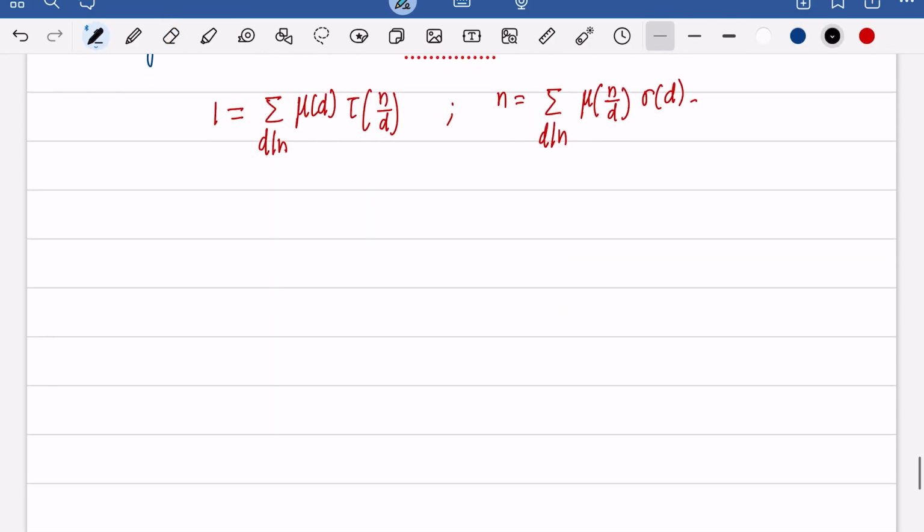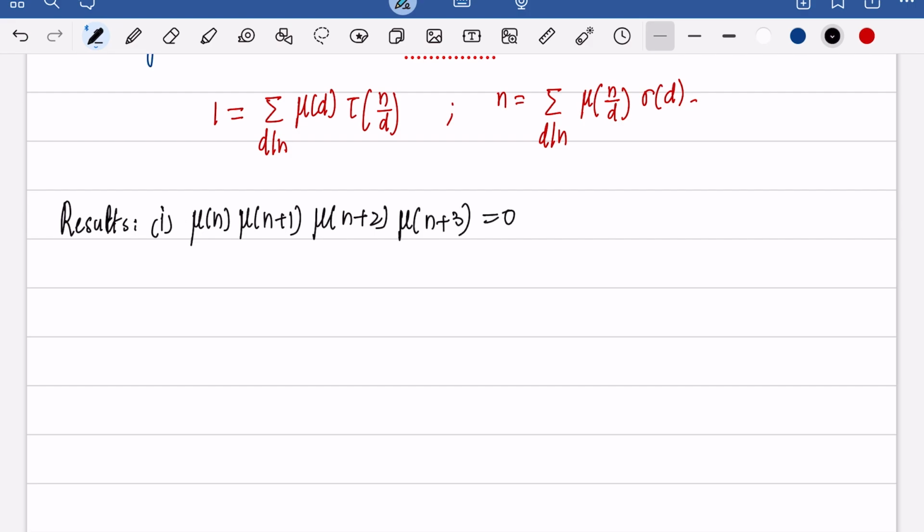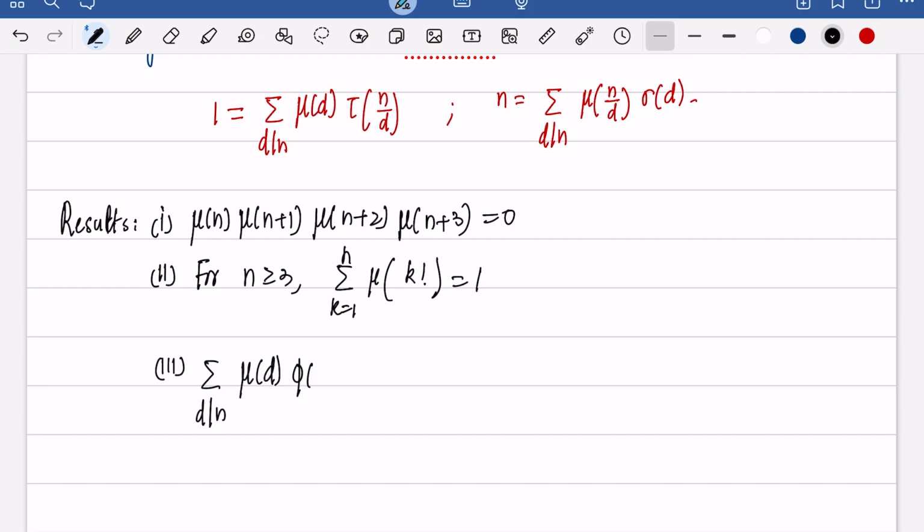Now some more results. The first one is mu of n into mu of n plus 1 into mu of n plus 2 into mu of n plus 3. This is always equal to 0. For n greater than or equal to 3, summation k from 1 to n mu of k factorial is always equal to 1. Summation d divides n mu of d into phi of d is equal to 0.